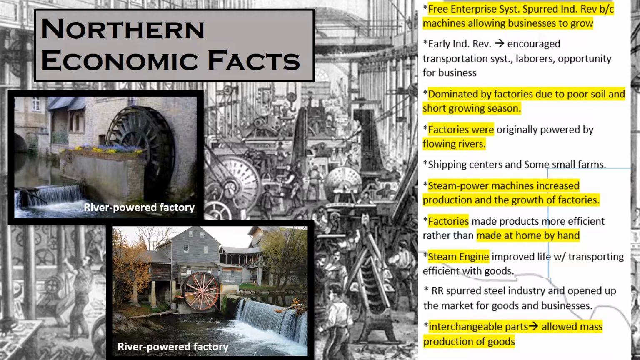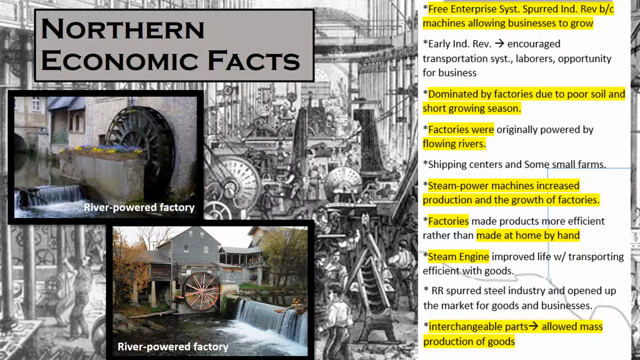All right, so let's take a look at the economic facts in the North. So here we have the free enterprise system spurred the Industrial Revolution because machines are allowing businesses to grow. The free enterprise system is the opportunity to create your own business without the fear of government interference or regulation. And so when people started to get different types of technology or machinery, they could then get into a business and not worry about the government shutting them down.